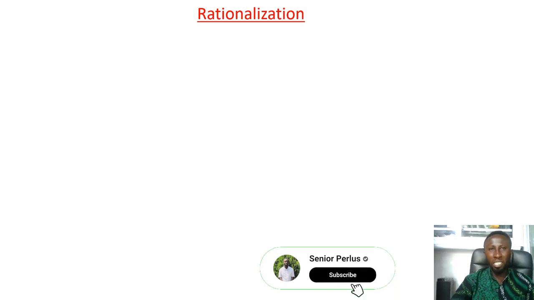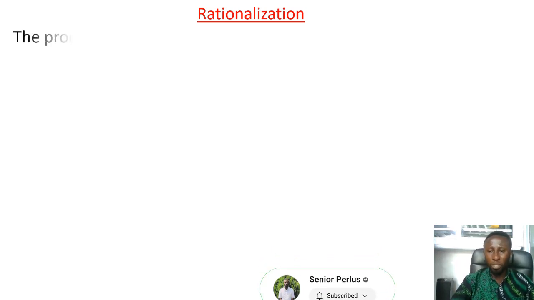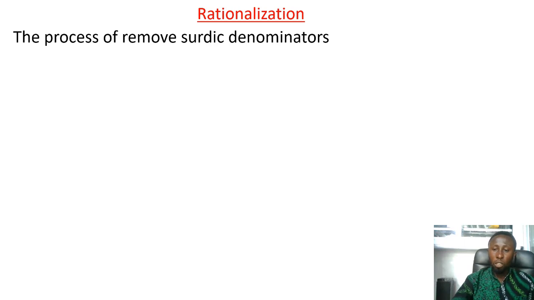Rationalization of surds. It is the process of removing the surd denominator to make it rational. So you have a fraction, but the denominator is a surd. You have to rationalize it. So you have to remove the surd denominator. That's why you have to rationalize it.